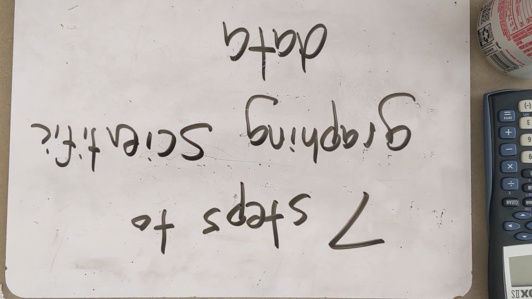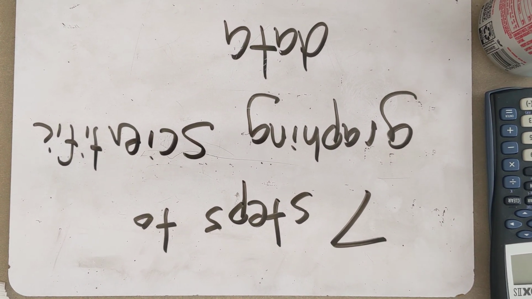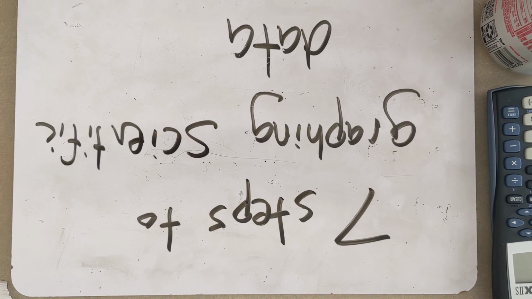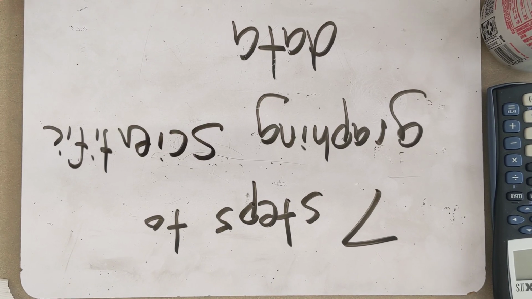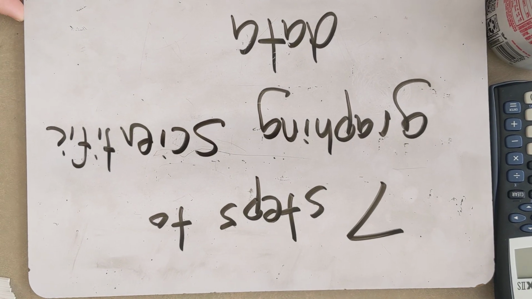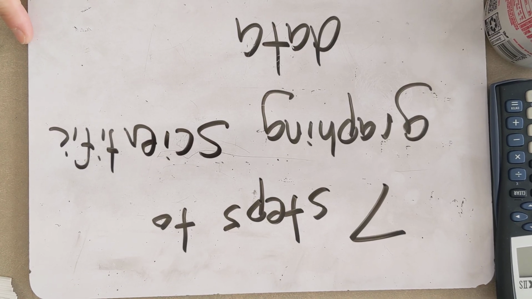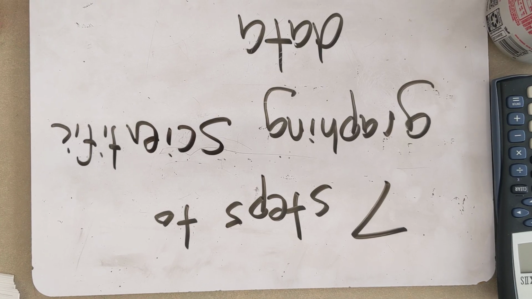Okay, welcome to the 7 steps for graphing scientific data. This is what you do once you have done standard deviation to determine what outliers you have and excluded those outliers, because we don't graph outliers. We assume that something went wrong there, and things that are outliers are determined through the process of standard deviation, which I've already taught you.